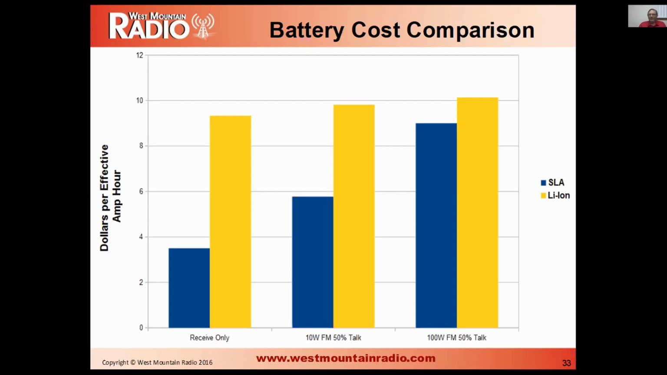Cost comparison here. The middle line there is showing a 10 watt FM transmission, talking 50% of the time. It shows there that in dollars per amp hour, the lithium ion battery is quite a bit more expensive than the lead acid battery. But if you're doing 100 watts of transmission and you're talking 90% of the time, 50% of the time, the cost is getting very close, very similar. So you have some of the additional advantages of the lithium ion battery to take into account.